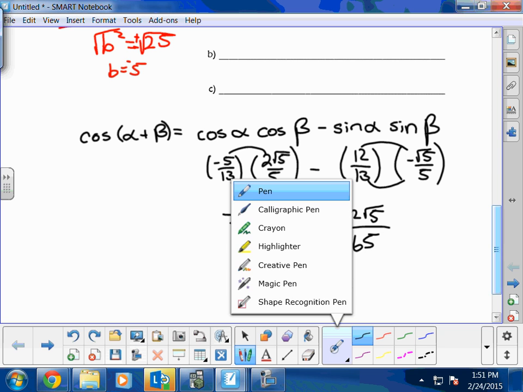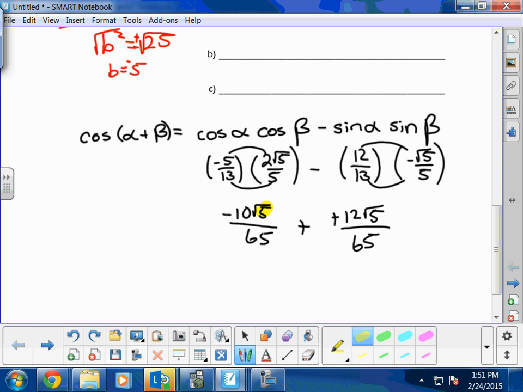And the same thing occurs when we have the same radical and the same denominator, which means that we could go ahead and just add them together. So 65 we'll have there. It's going to become 2 square root of 5. So that's my answer for that one.